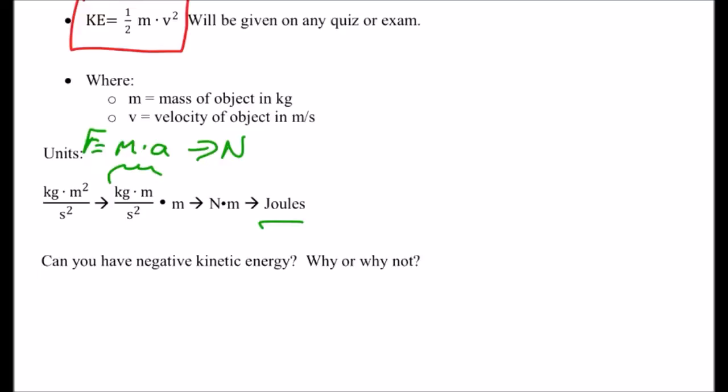But when you square it, that negative sign goes away. There is no situation that I could plug into that formula and get a negative answer out of it. Okay, so you cannot have negative energy because velocity is squared. So write that in there.